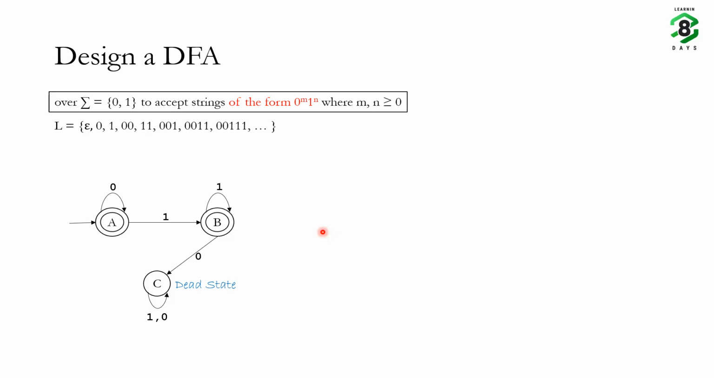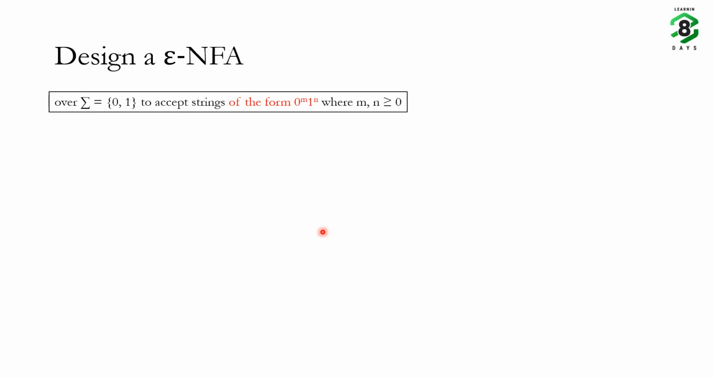That means there is no way out of this state. Okay, so that basically defines the DFA to accept strings of the form 0 to the power m, 1 to the power n. Now let's design an Epsilon NFA for the same problem, where we are going to accept strings of the form 0 to the power m, 1 to the power n. That means a number of zeros followed by a number of ones.